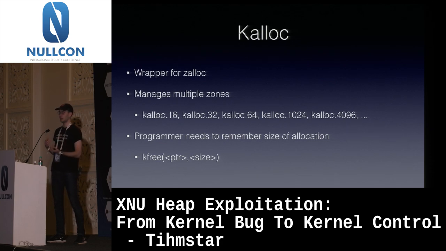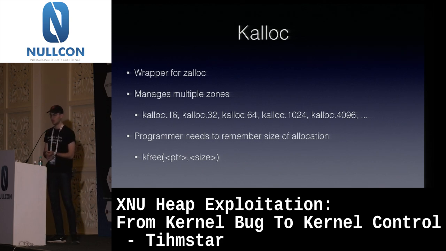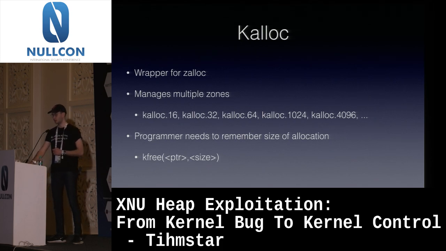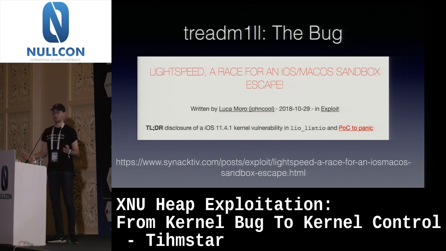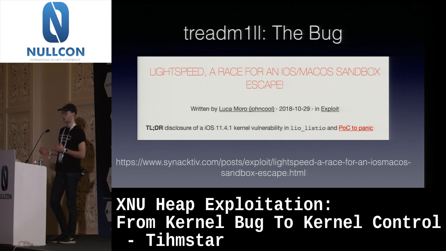So the thing with kalloc is when you're freeing the memory, you need to remember the size of it so it frees back into the correct zone. So when calling kfree, you pass just the pointer and the size you allocated it with. And this already brings us to our first bug.